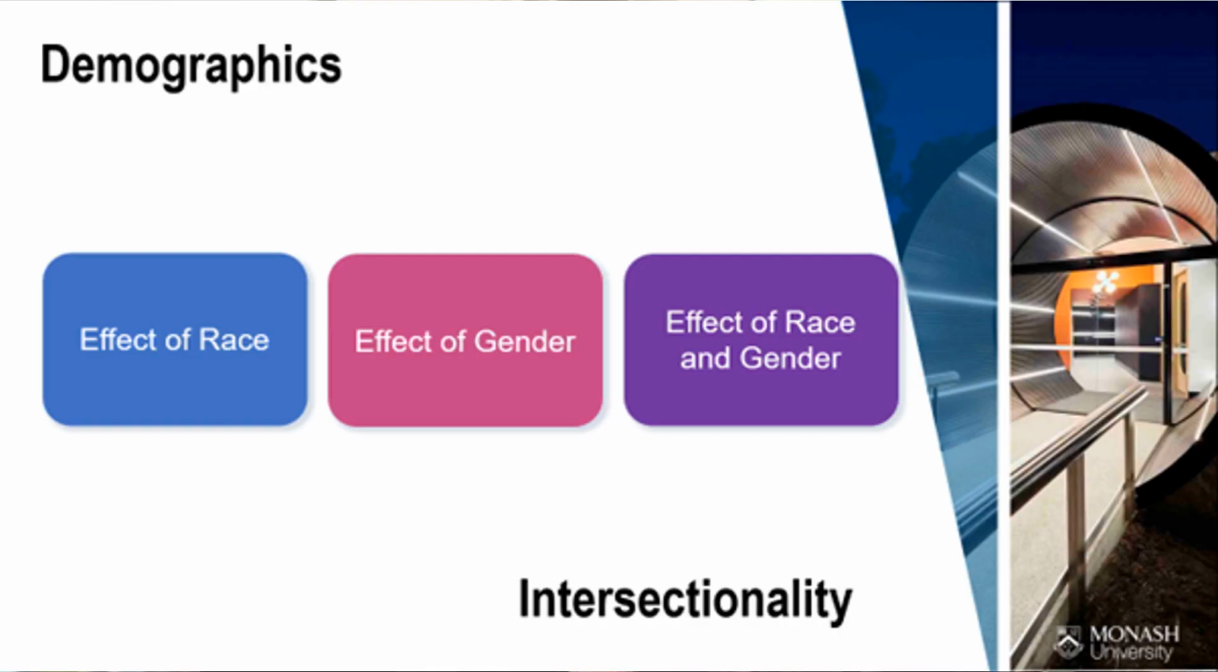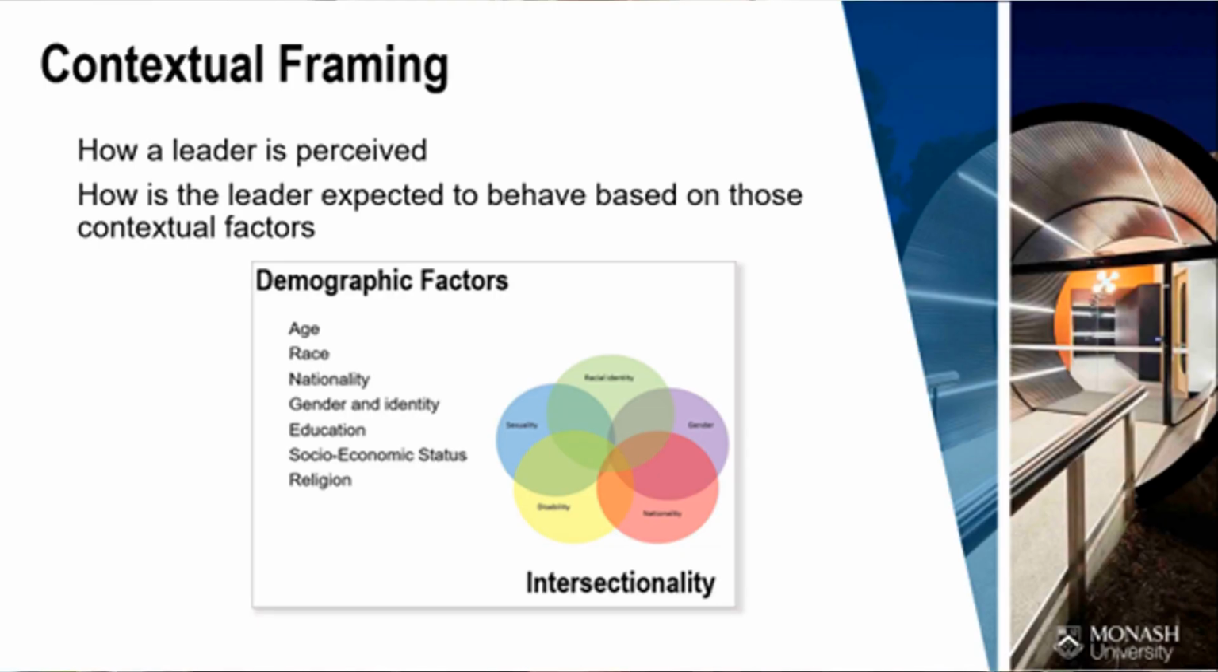So there's the initial effect of, say, race. Then there is an additional effect of gender. But then there is an additional third effect, which is the intersection of race and gender together. In your leader analysis, you need to present this contextual framing, and it's different than the theoretical framing. So the theoretical framing really is related to the framework that you've chosen to analyze your leader. You might be looking at servant leadership, transformational, ethical, authentic, whatever you decide. That's the theoretical framing. We also need to look at the contextual framing.